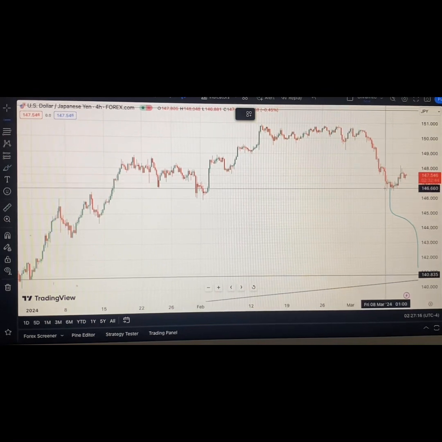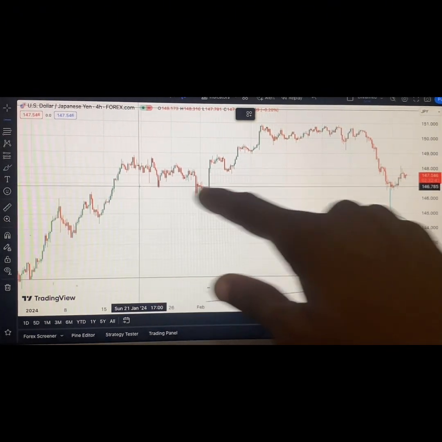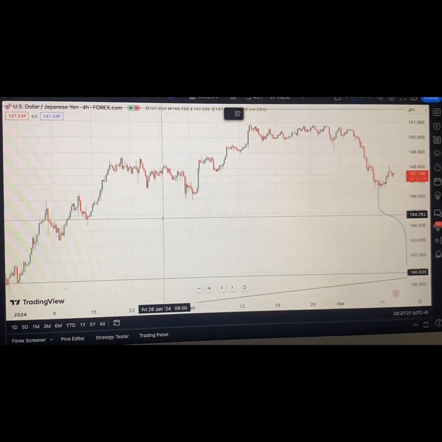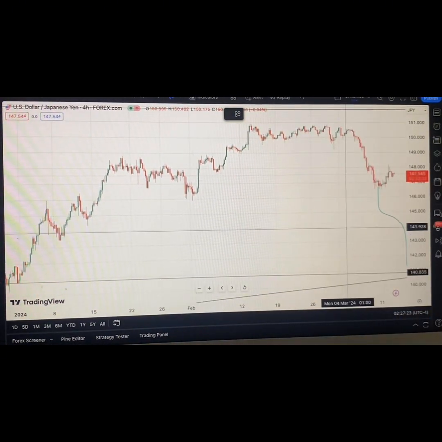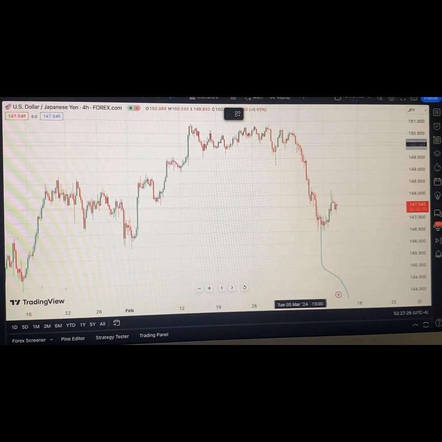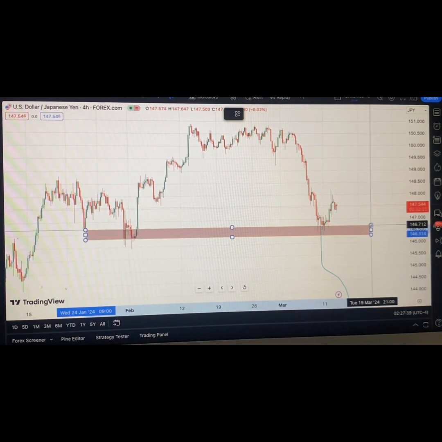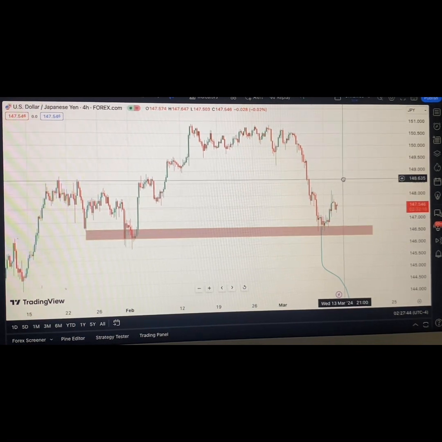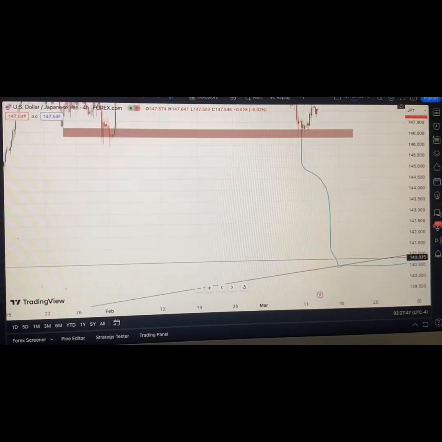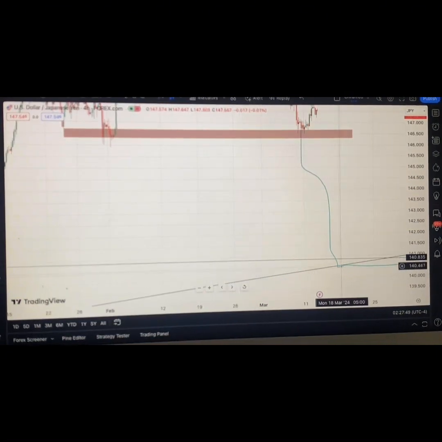This is a support zone, and you can see there's a support zone down here. This is a resistance zone. Price fell to this zone. We'll wait for a break here. So if price breaks this place, we'll sell to this place and we'll take our profit.